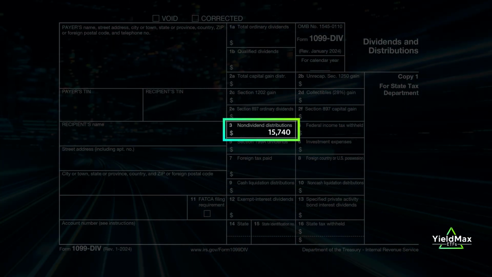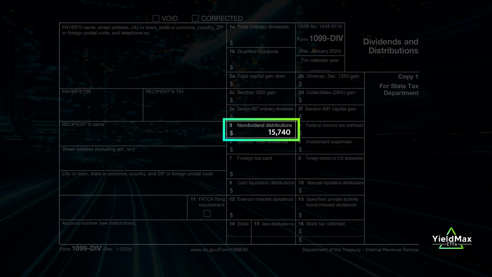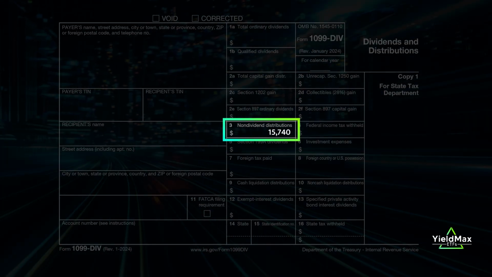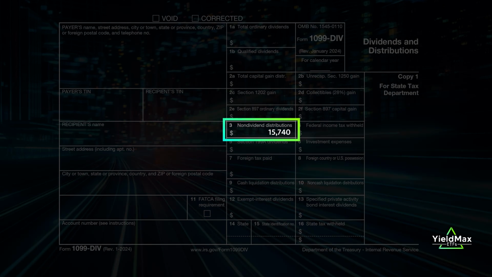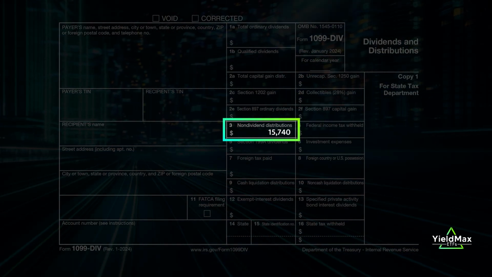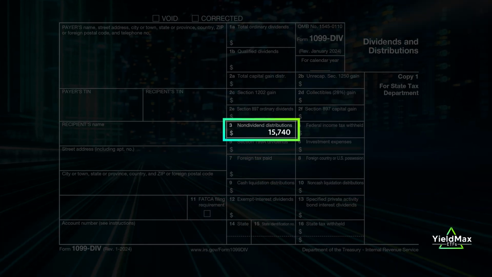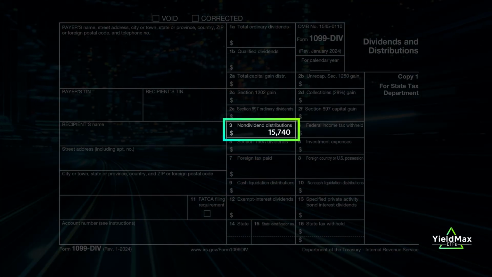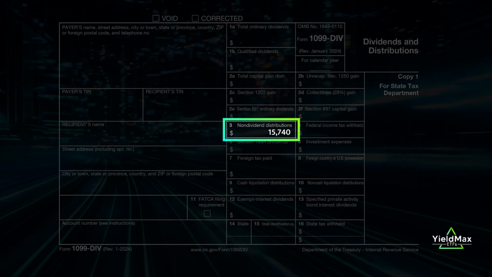The entire $15,740 distribution, equivalent to 15.74% total returns on the $100,000 investment, would appear as a non-dividend distribution in box 3. In all examples, the fund's total returns were still 15.74%, but the potential tax implication for the investor were different in each example.